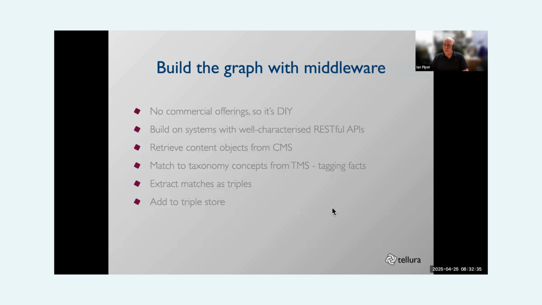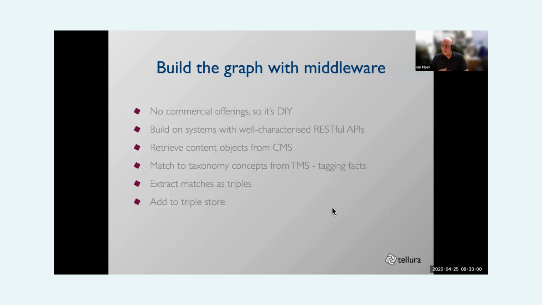To build your content graph, build it on systems that have well-characterized RESTful APIs so that you know how to talk to them and get reasonable answers back. You retrieve content objects from your content management system using an API, and that means you can get back the components of content aggregated however you need to into larger bodies.